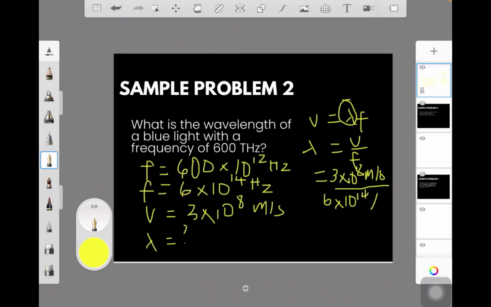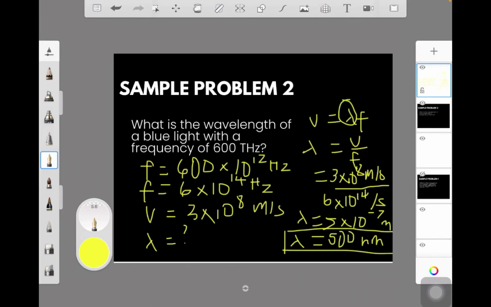This is per second. So if we evaluate this, you will get 3 times 10 raised to 8 divided by 6 times 10 raised to positive 14. You will get 5 times 10 raised to negative 7 meters. And this is equivalent to 500 times 10 raised to negative 9, right? So that would be 500 nanometers. Okay, so this is now the wavelength of our blue light.